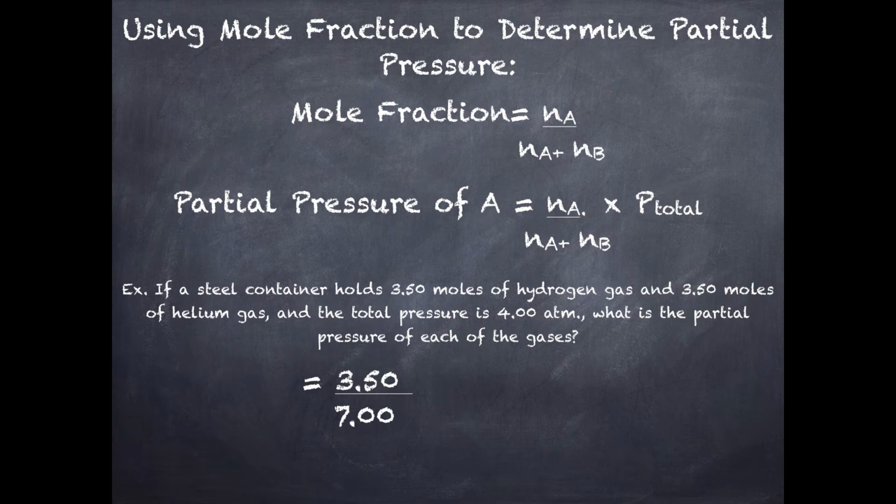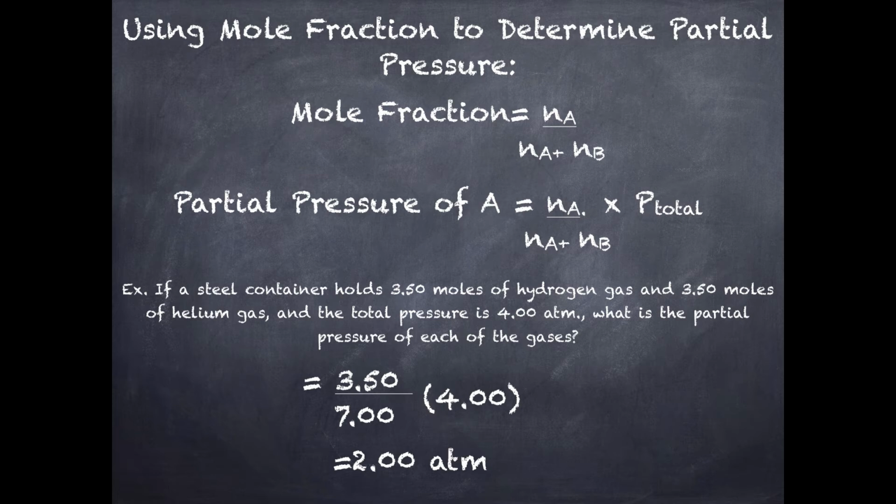And to determine the partial pressure of hydrogen, I would then just multiply by the total pressure, which is 4.00 atmospheres. And so the answer you get for this is 2.00 atmospheres. Now it asks for the partial pressure of each of the gases. Well, the cool thing is it's a coincidence that in this problem you have equal moles of hydrogen gas and helium gas. So the partial pressure of each of them is going to be equal. So 2.00 atmospheres for hydrogen gas and 2.00 atmospheres for helium gas.